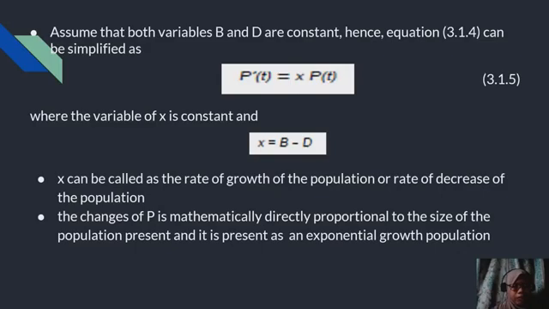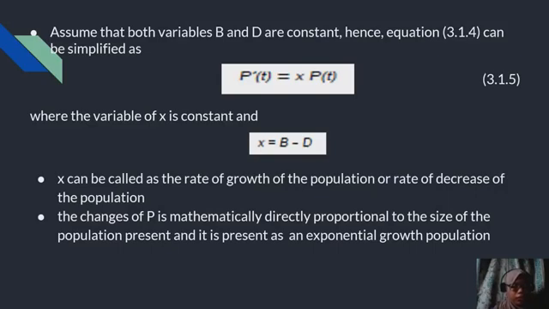where the variable x is constant and x is equal to B minus D. From equation 3.1.5, the variable x can be either a positive or negative value depending on which of the values of B and D of that particular population are dominant at any given population level. The population is said to be increasing when x is positive and decreasing when x is negative. So, x can be called the rate of growth or rate of decrease of the population.